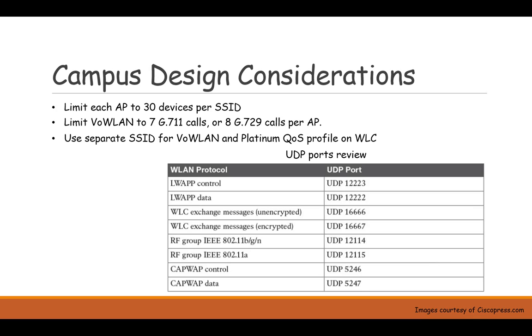Finally, if you're doing voice calls over the wireless, ensure you have QoS enabled through the wireless network, and as Cisco's best practice recommendation, use the Platinum QoS profile on the wireless controller. So in the wireless controller interface and in the command line, you actually have the ability to set a QoS profile. You would use the Platinum profile if you're doing voice over WLAN.